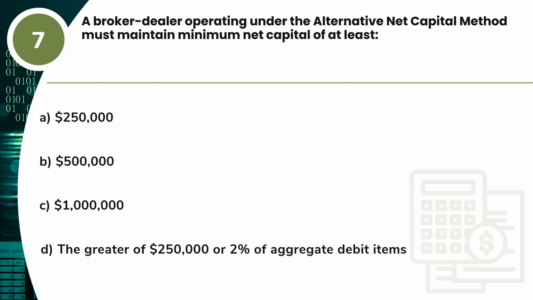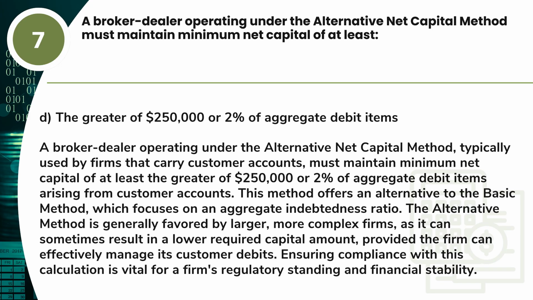A broker-dealer operating under the alternative net capital method must maintain minimum net capital of at least A. $250,000. B. $500,000. C. $1 million. D. The greater of $250,000 or 2% of aggregate debit items. Answer D. The greater of $250,000 or 2% of aggregate debit items.